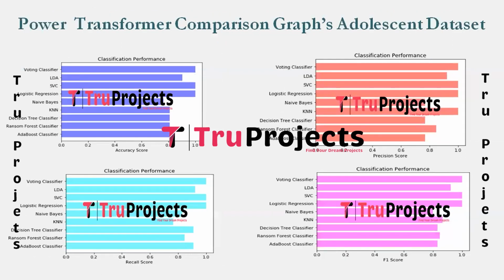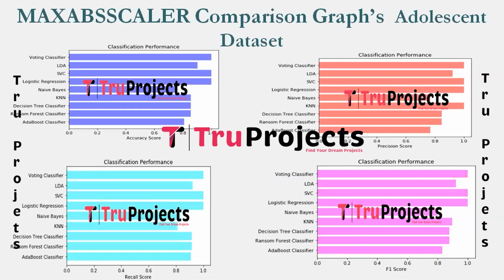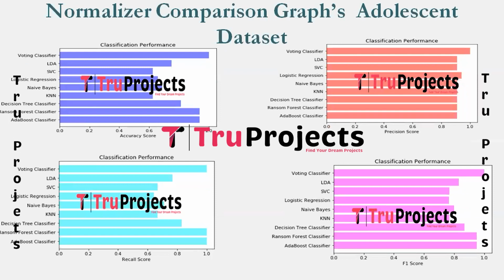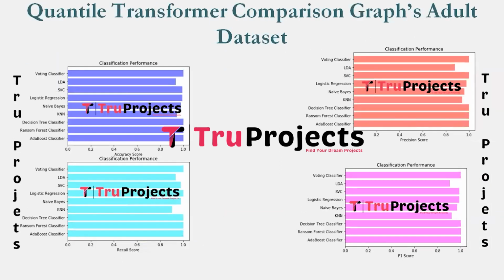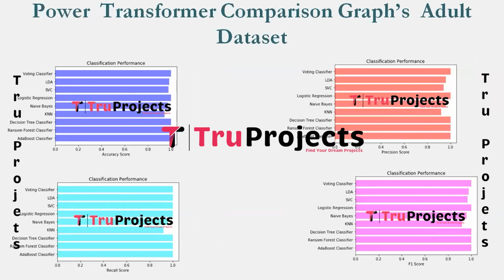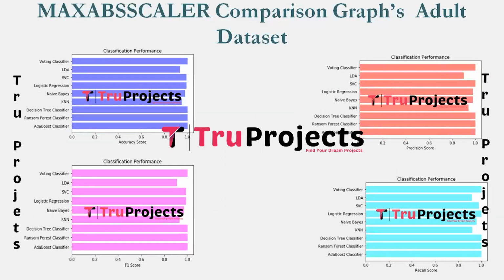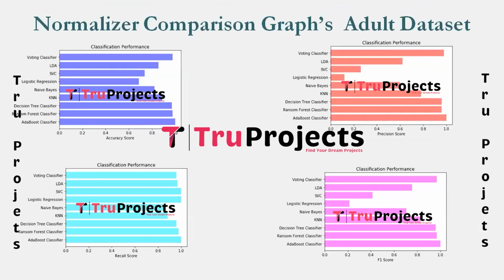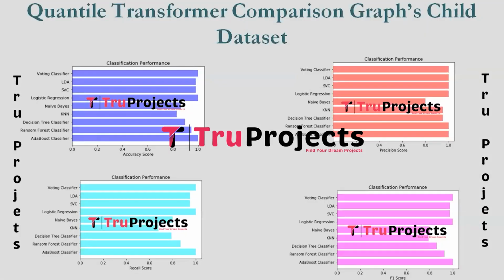These are the power transformer comparison graphs for the adolescent dataset. These are max abs scaler comparison graphs of the adolescent dataset. These are normalizer comparison graphs of the adolescent dataset. This is the quantile transformer graphs for the adult dataset. This is also for the adult dataset, which are power transformer comparison graphs. This is max abs scaler for the adult dataset. This is normalizer comparison graphs for the adult dataset. Similarly, we have them for the other two datasets also.